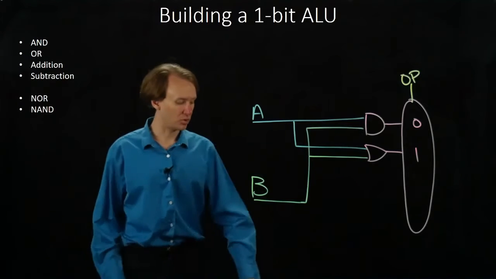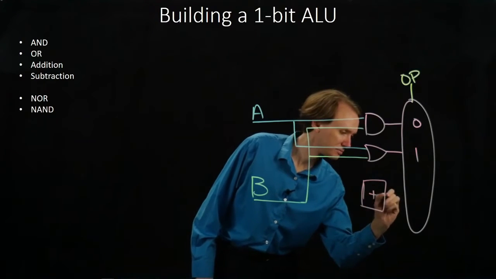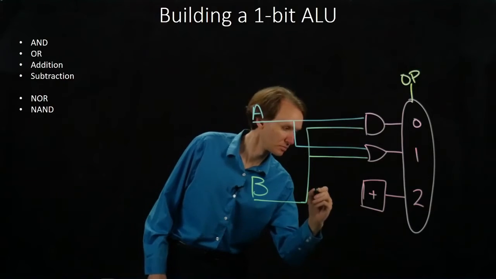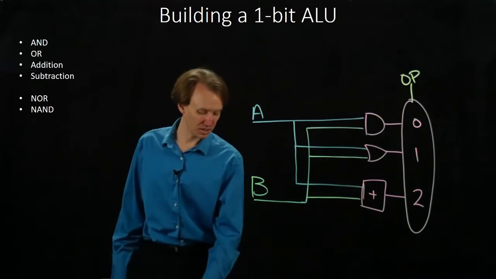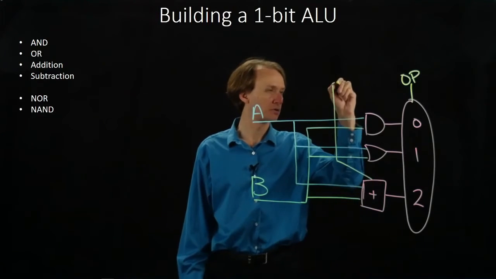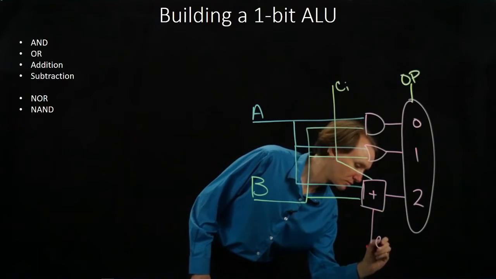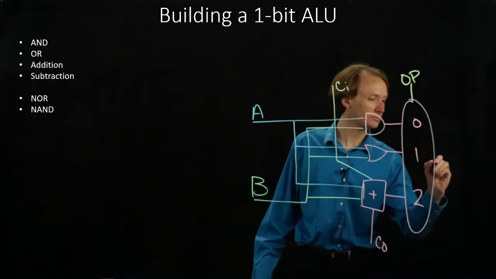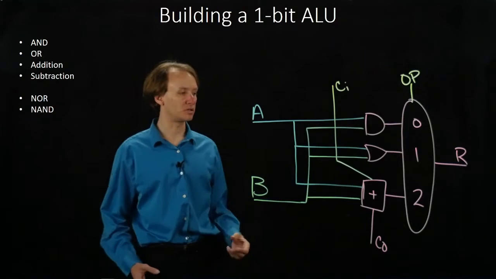If I want to do addition, well, I will need one of those adders. I can name that one number 2. It will take A and B as inputs, and then I will also have a carry in line. Being an adder, it also produces a carry out bit as well as the regular result. But now I have AND, OR, as well as addition.